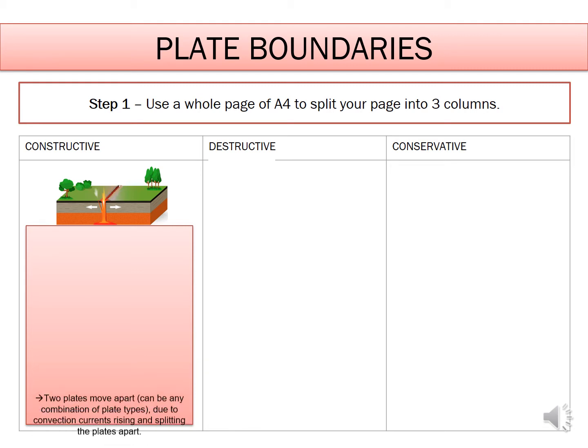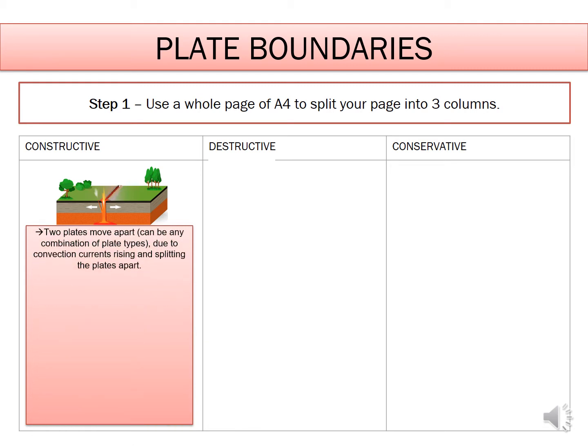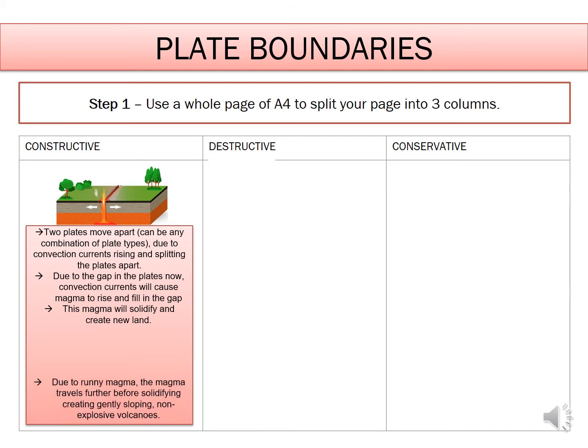The first thing that happens with a constructive margin then is that 2 plates move apart, and this can be any combination of plates. So it can be 2 oceanic, 2 continental, 1 of each, whichever, due to the convection currents rising and moving these plates apart on the Earth's surface. The second thing that happens is that because there is now a gap in the plates, the convection currents will cause the magmas to rise and to fill in this gap. This creates new land. It constructs new land due to the magma solidifying, which is our next step.